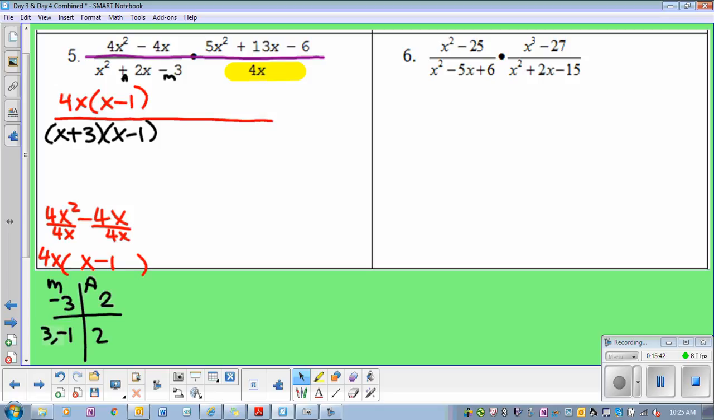Now, I'm going to go to this one. 4x. Guys, can I even do anything with that 4x? No, it is just what it is. And then I'm going to go up here. Okay, so I saved this one for last because this one's a little bit crazy.